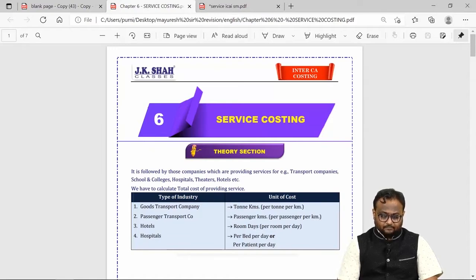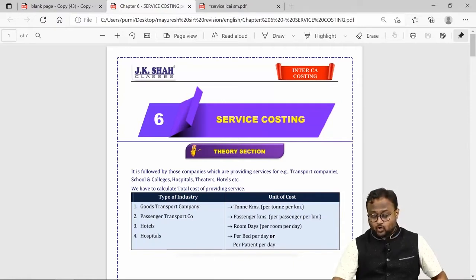Well, the calculation is very simple. How do you calculate cost per ton? Total cost divided by total tons. How do you calculate cost per unit? Total cost divided by total units. How do you calculate cost per kg? Total cost divided by total kgs. How do you calculate cost per liter? Total cost divided by total liters.